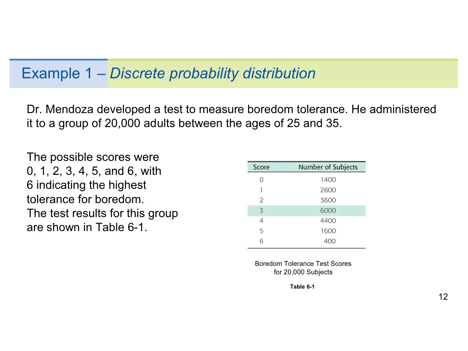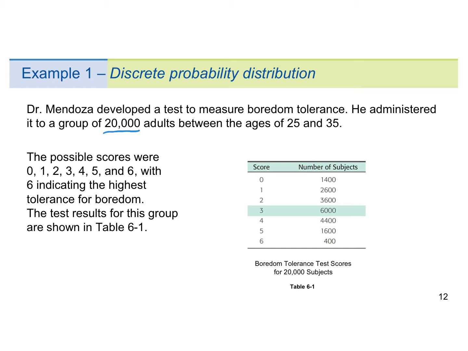Here's our example of the day. This example is very big. Please know how to do it. Dr. Mendoza developed a test to measure boredom tolerance. He administered it to 20,000 adults, ages 25 to 35. The possible scores were 0, 1, 2, 3, 4, 5, and 6, with 6 indicating the highest tolerance for boredom. The test results are shown to the right here.